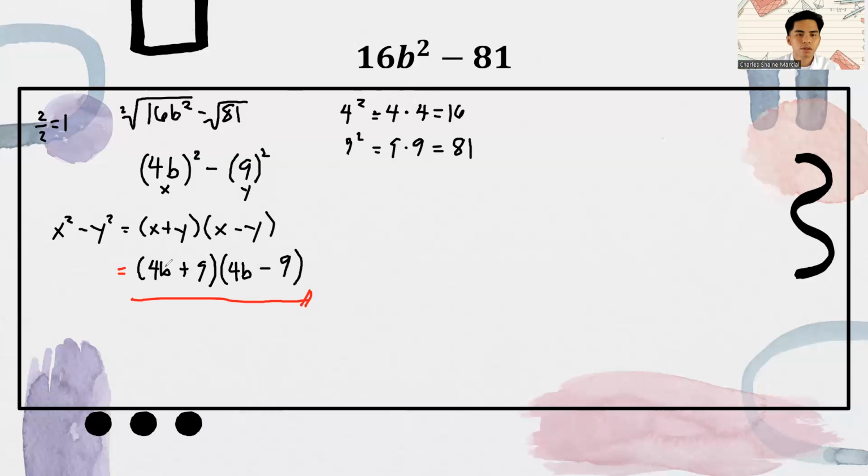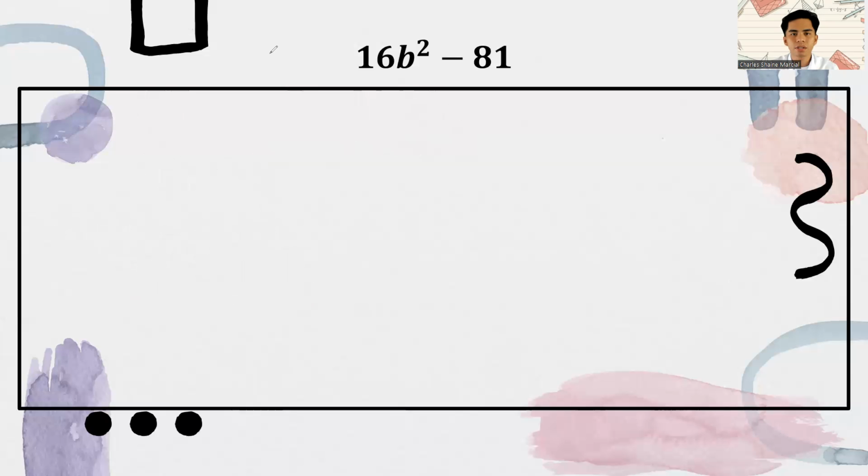Okay, so kailangan dito sa unang term, that is plus sign, and ito naman is minus sign. Opo. So yung factored form ng 16b squared minus 81 is equal to the quantity of 4b plus 9 times the quantity of 4b minus 9. Alright, so another example. So let me clear this one.